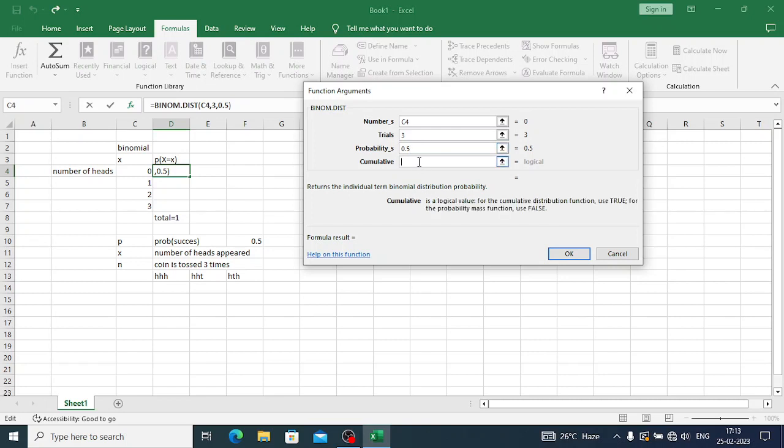Now Cumulative is a logical value. Again, a logical value can be filled with either TRUE or FALSE. If it is TRUE, then the cumulative probability will be defined; if it is FALSE, we will only define the probability distribution. Now we will see how that cumulative probability is going to be found. So just put FALSE for now, for the non-cumulative probability.